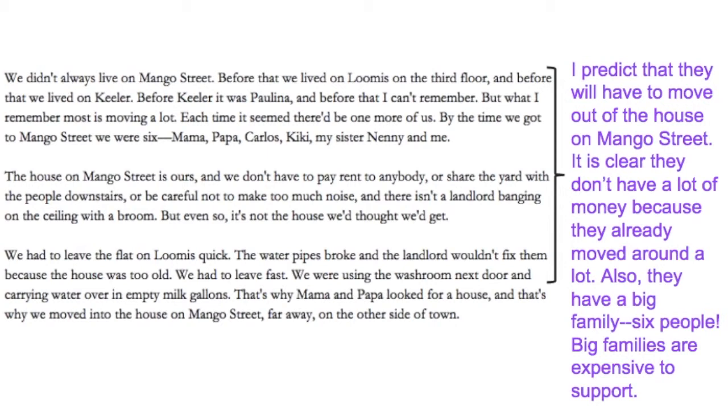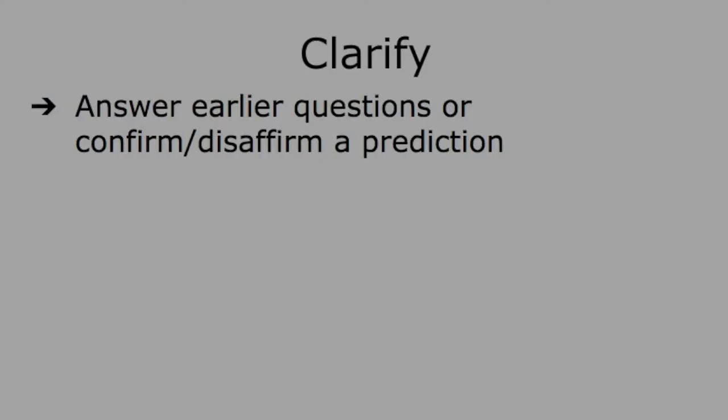Now let's see why they made it. It is clear they don't have a lot of money because they've already moved around a lot. Also, they have a big family. They have 6 people. Big families are expensive to support. So they not only made that prediction, they also kind of explained it.